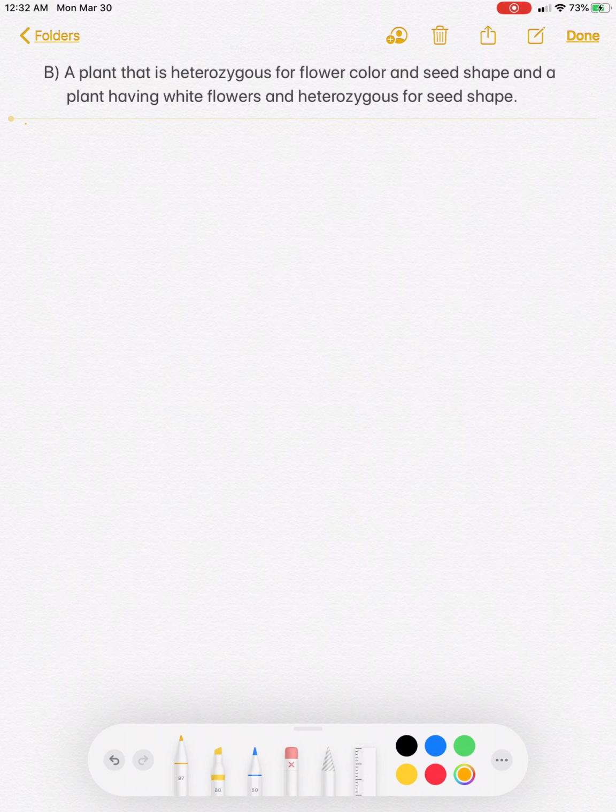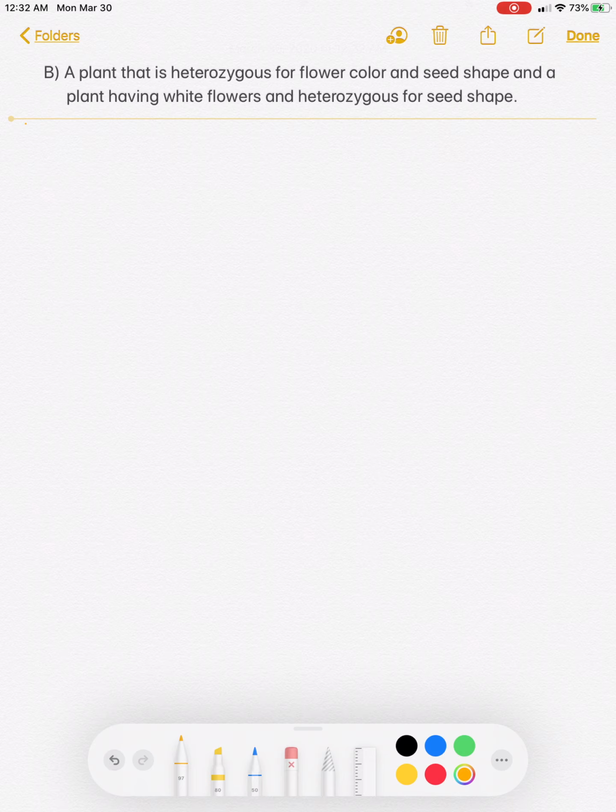Okay, we're going to do the second part of that dihybrid cross from the previous video. In part B here, I just copied it over to a new screen: a plant that is heterozygous for flower color and seed shape, and a plant having white flowers that is heterozygous for seed shape. That's the cross.